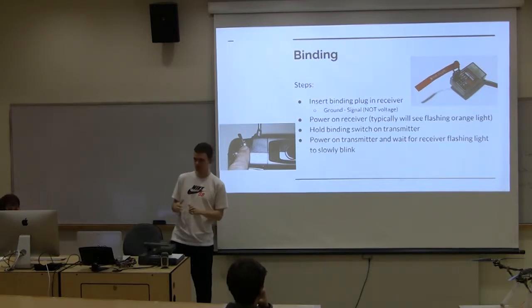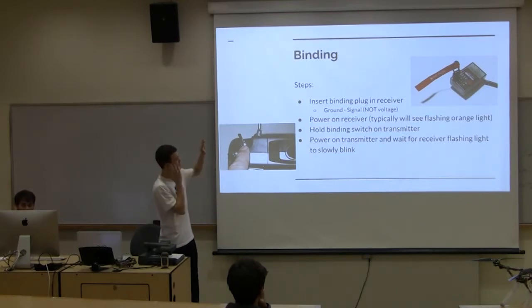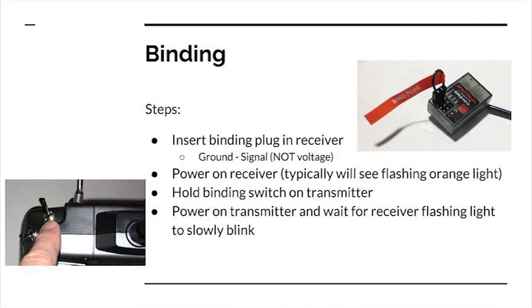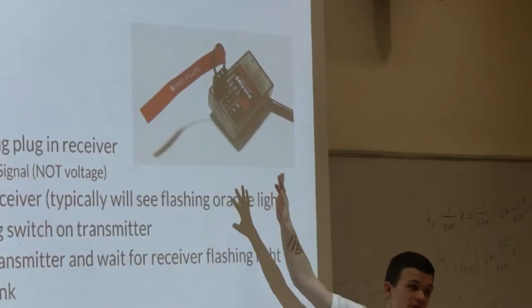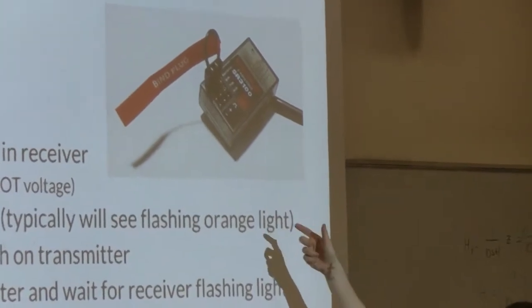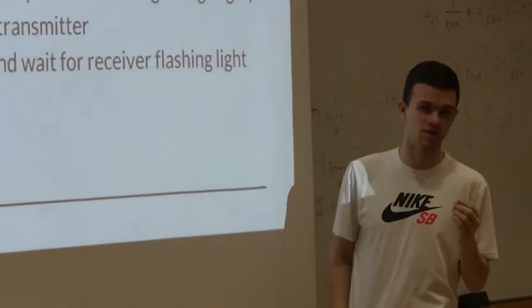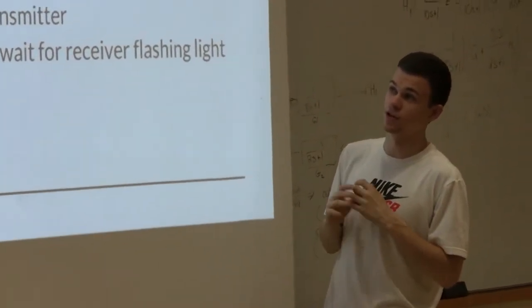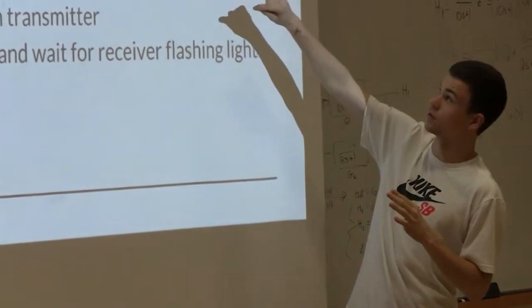Okay, so we probably won't go through a demo of this right now, but these are the main steps of how to bind a receiver to a transmitter. It's very simple, however, it can seem a little overwhelming at first. So what you'll do is first insert the bind plug. It'll look something like that. All it is is a wire that connects the ground to the signal. Some receivers are a little different, but make sure it goes ground to signal.